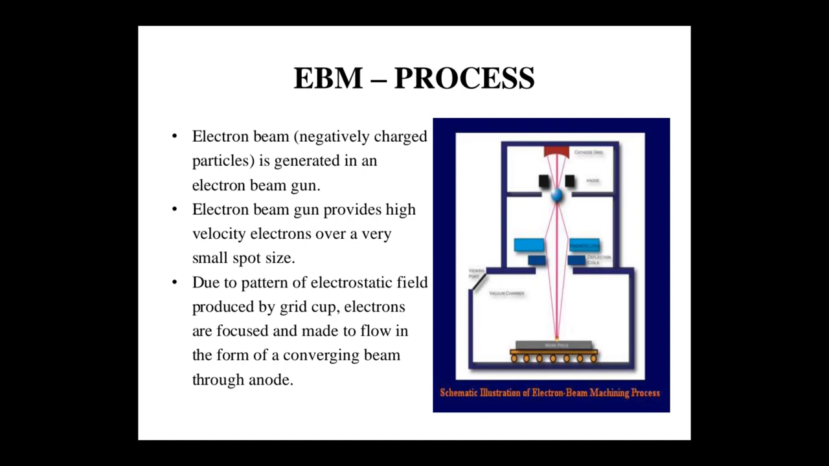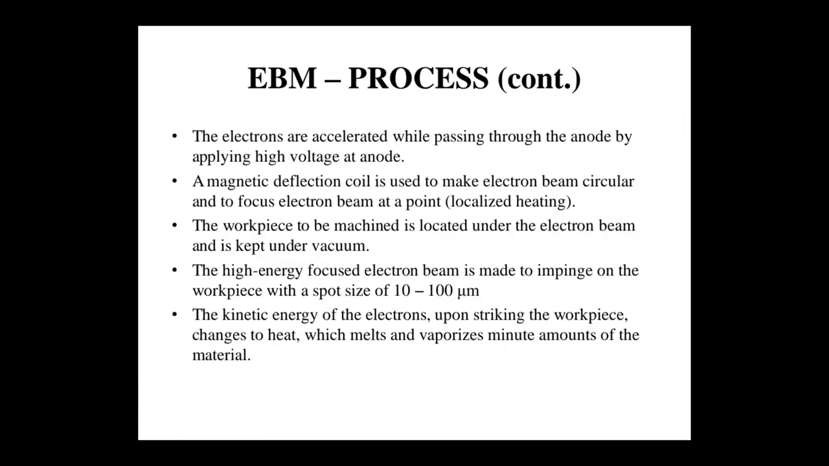The electron beam, a negatively charged particle stream, is generated in an electron beam gun. The electron beam gun provides high velocity electrons over a very small spot size. Due to the pattern of the electrostatic field produced by the grid cup, electrons are focused and made to flow in the form of a converging beam through an anode. The electrons are accelerated while passing through the anode by applying a high voltage at the anode. A magnetic deflection coil is used to make the electron beam circular and to focus it at a point, that is, localized heating. Then the workpiece to be machined is located under the electron beam and is kept under vacuum.